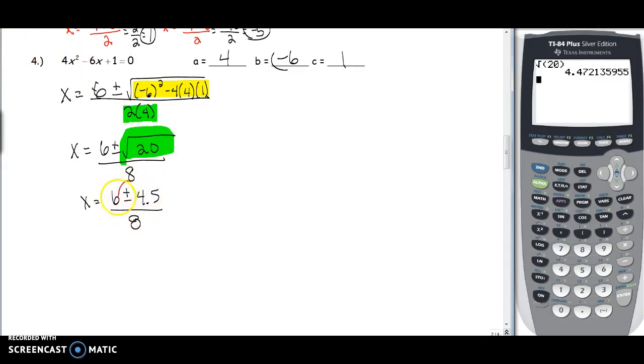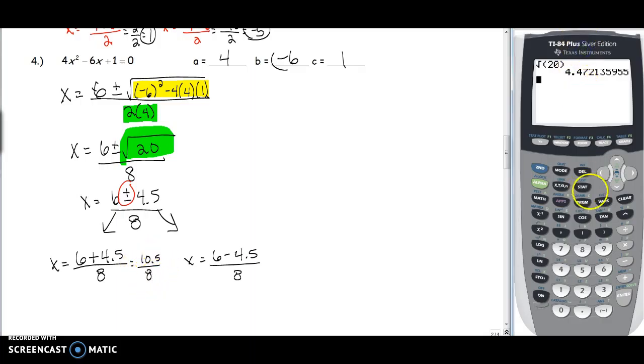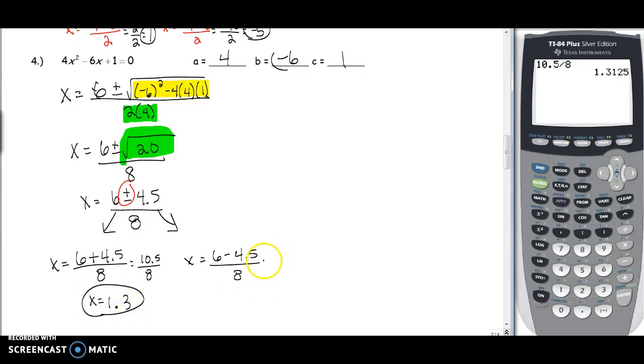This is where we have to now create the two equations. Okay, so when you create the two equations, you're going to have 6 plus 4.5 divided by 8, and you're going to have 6 minus 4.5 divided by 8. So when we add 6 plus 4.5, we have 10.5 divided by 8. And if we want to get a nice decimal, we would say 10.5 divided by 8, and you get 1.3. And then over here, 6 minus 4.5 is 1.5 divided by 8. And so again, go back to your calculators, 1.5 divided by 8, and that gives you 0.2. X equals 0.2.